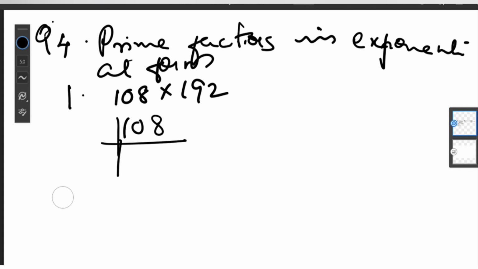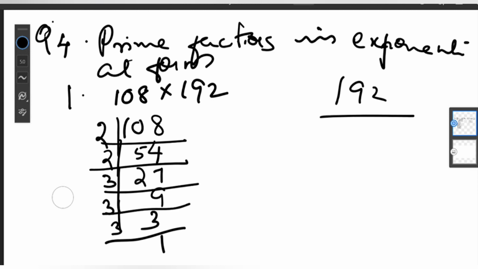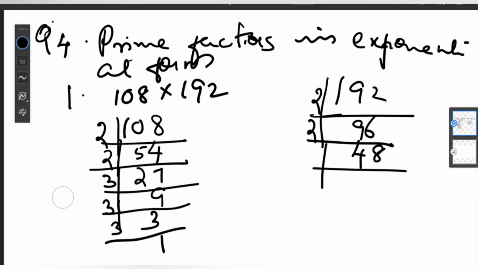First question, 108 into 192. So we have to simplify 108 first. 108 can be simplified using 2. So how many times will 2 divide? In 108, 2 divides twice, giving 27. In 27, only 3 will be divisible: 27, 9, 3, 1. So how can we write it? And again 192 also we can do. After that we can write. Okay, 192 will be divisible by 2.